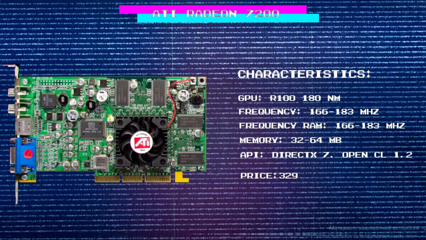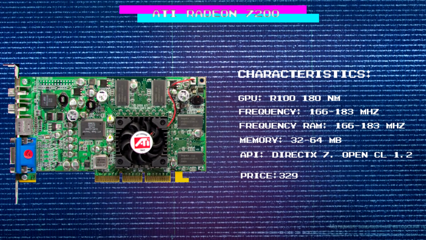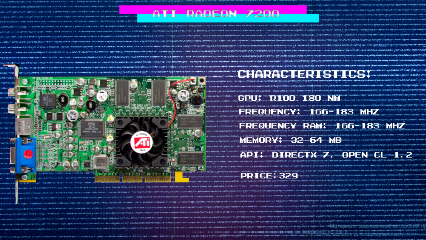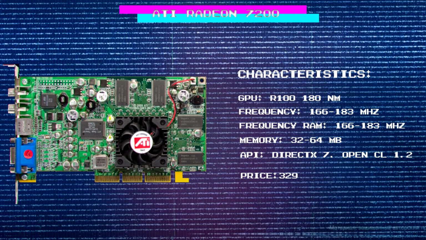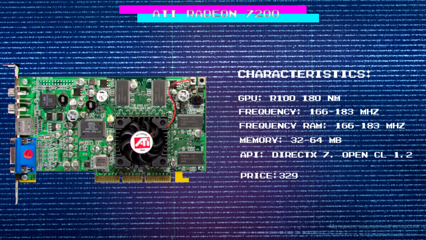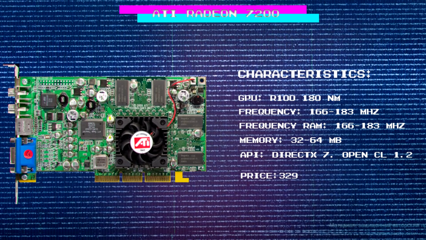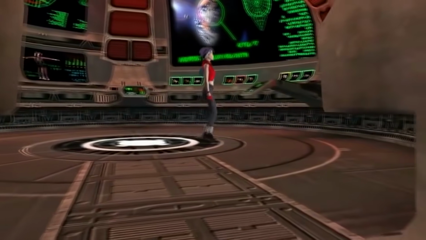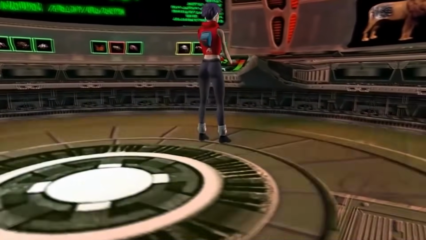ATI's answer was the Radeon R100 processor. Based on the R100, two video cards were released, Radeon DDR and Radeon SDR. The first accelerator was considered the flagship of the line. The frequencies of its core and memory were 183 MHz. A 128-bit memory bus was used. The amount of RAM was 32 or 64 MB. The interface was AGP 4X. Radeon competed with the GeForce 2 GTS.